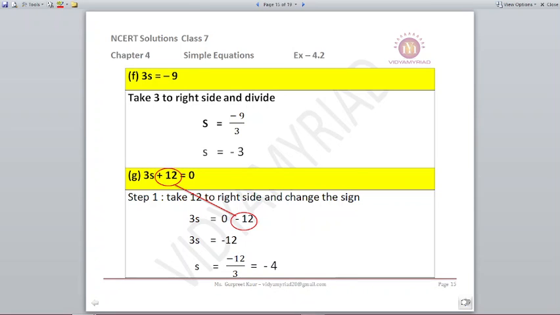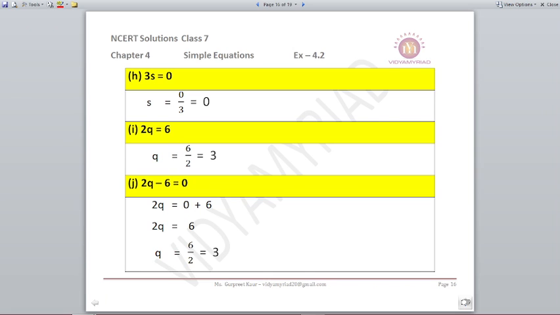Now there is 3 with the s. What should I do? It will go on the other side and divide. So s is equal to minus 12 upon 3, which is equal to minus 4. 3s is equal to 0. S will be equal to 0 upon 3, which will be equal to 0.